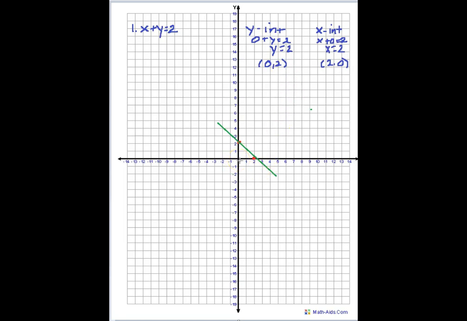And this is the y-intercept. So x will be 0, so begin at the origin and go up 2 on the y-axis.